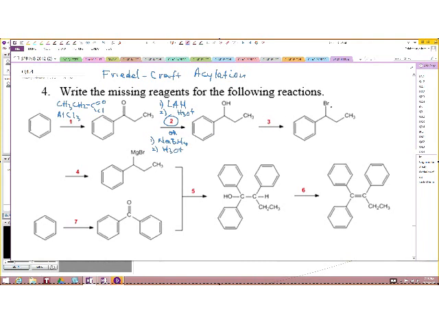Now we're going from an alcohol to a bromide. What do you need? Now you don't think. Do not think. This is not the thinking time. It should get to a point where you are talking organic chemistry in your sleep.